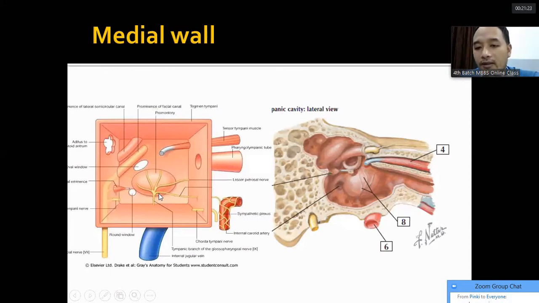In this realistic picture, this is the promontory, this is the oval window covered by the stapes footplate, this is the round window, this is the bulge of the lateral semicircular canal, and this is the facial nerve in the fallopian canal, the tympanic segment of the facial nerve. And here is the processus cochleariformis.